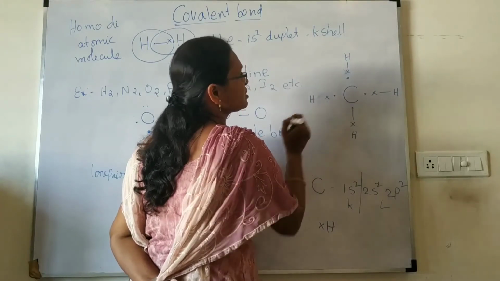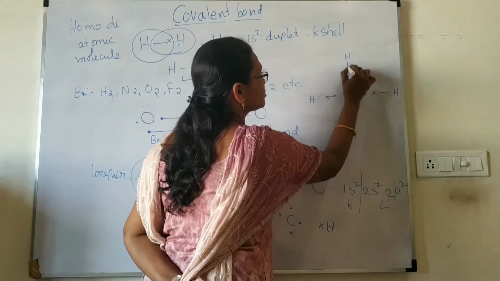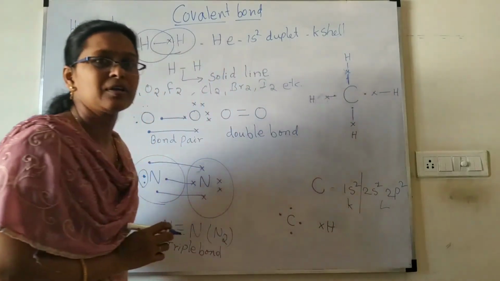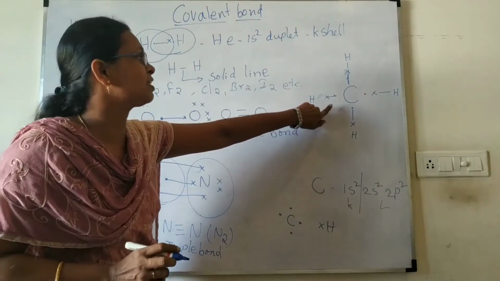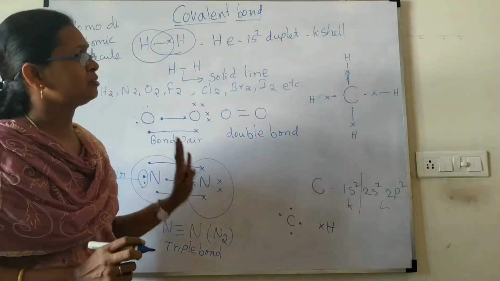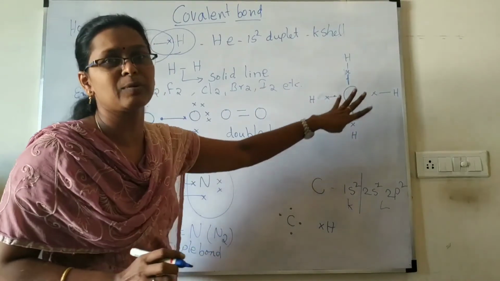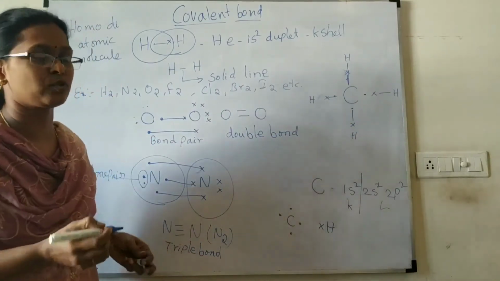So these 4 hydrogens are forming a bond. Here these 4 hydrogens are forming a bond. Carbon valency is satisfied, hydrogen valency is satisfied with one single bond each, and carbon is also satisfied with 4 single bonds altogether. Like this we can give examples of covalent bonds.